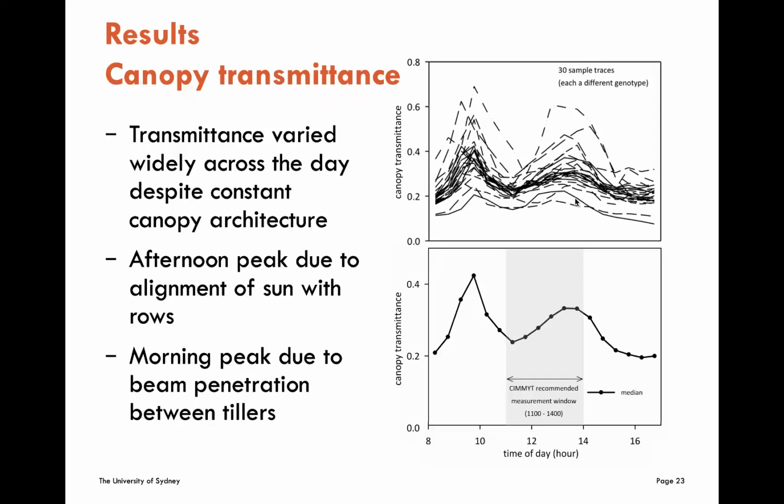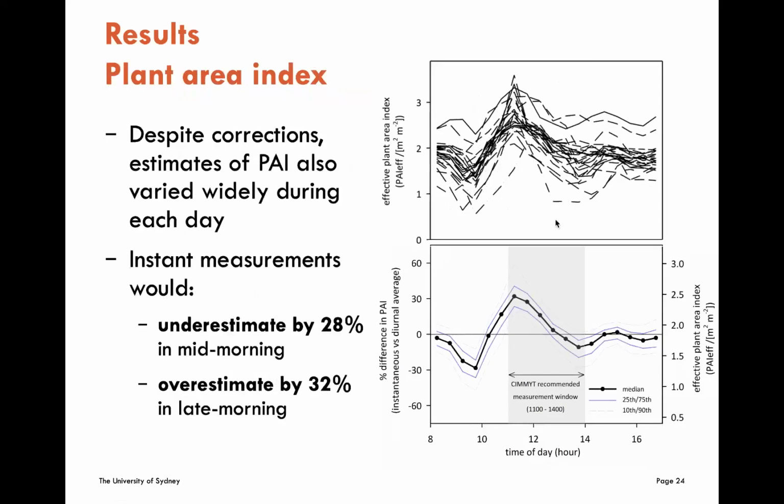Likewise, in the morning, the sun will be coming from a northeast direction to the southwest, and that possibly explains this peak in the morning as it's penetrating in between tillers perpendicular to the row planting direction. What does this mean for plant area index? Well, as I said, we correct for a number of factors during the estimation of plant area index. But even despite these corrections, we found that estimates of plant area index varied widely across the day.